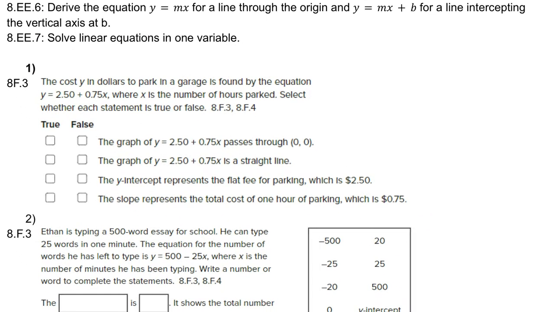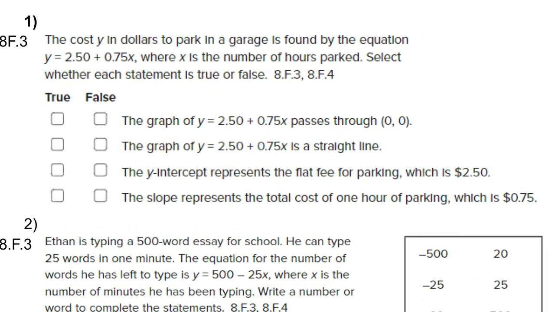The first one: the cost y in dollars to park in a garage is found by the equation, where x is the number of hours parked. So if you park 0 hours, you would pay $2.50. That's known as the initial value, and the initial value is also known as the y-intercept. And that 0.75, that's the slope or the rate of change.